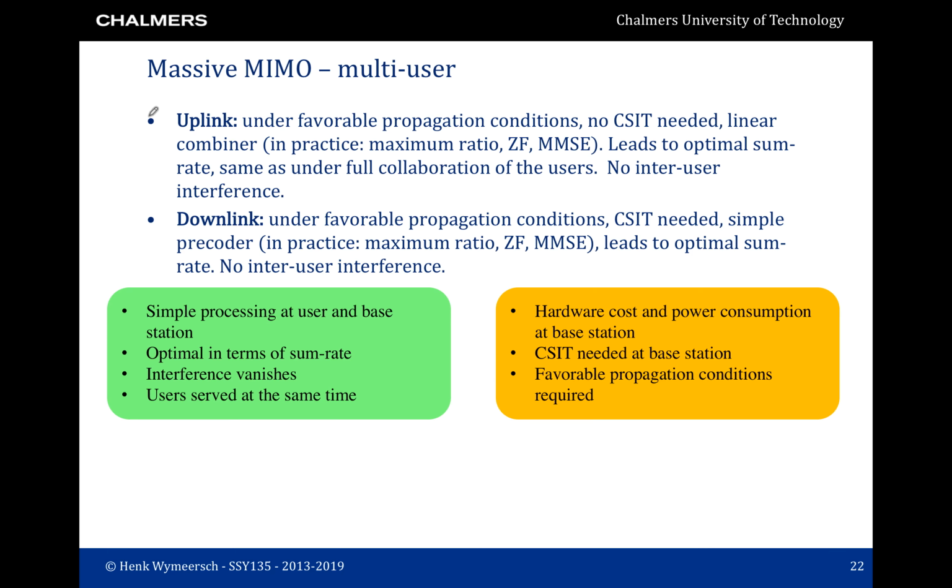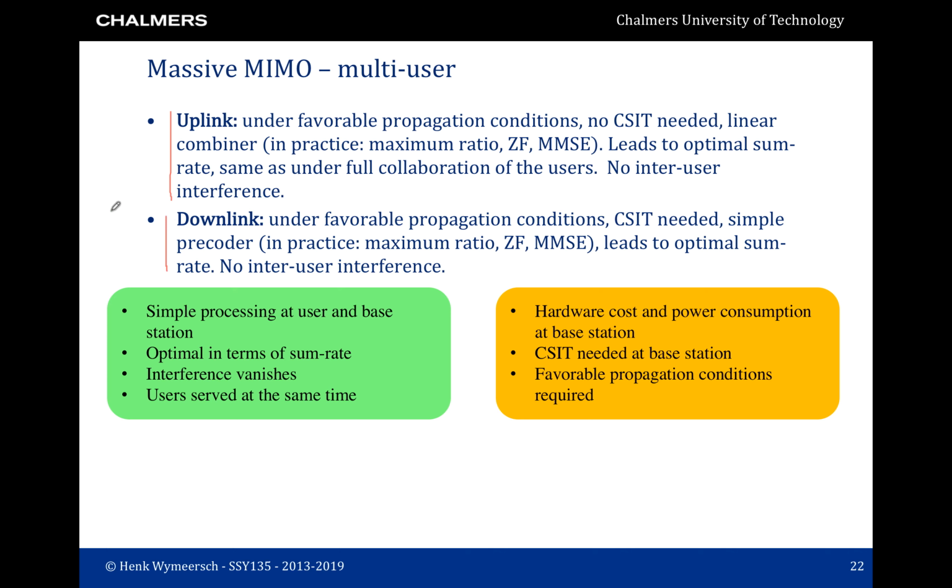Let's recap what we know so far. First of all, in the uplink, so from the users to the base station, when we have favorable propagation conditions, there is no need for any channel state information at the users, and the base station can do simple linear combining, for instance using maximum ratio or zero forcing or MMSE, in order to have an optimal sum rate. So this means that the base station can get the optimal rate even without any collaboration among the users. There is no inter-user interference.